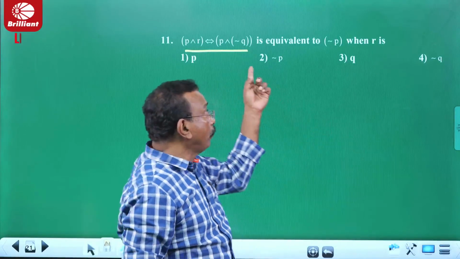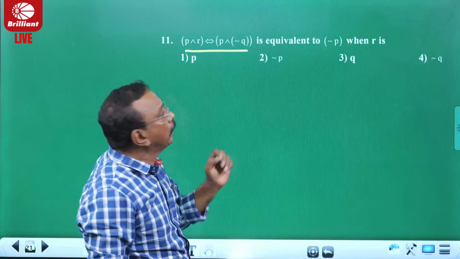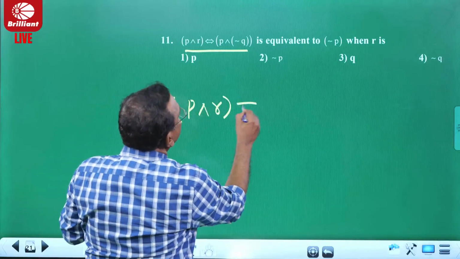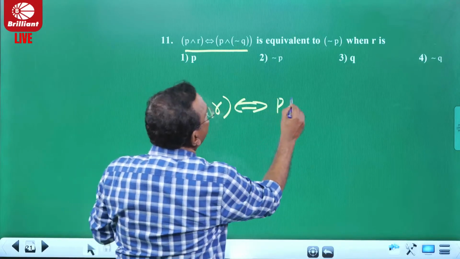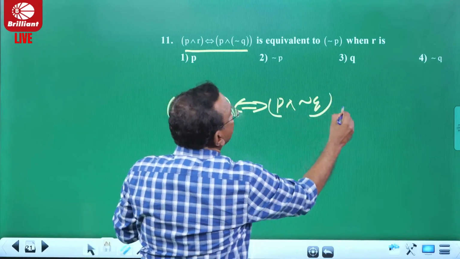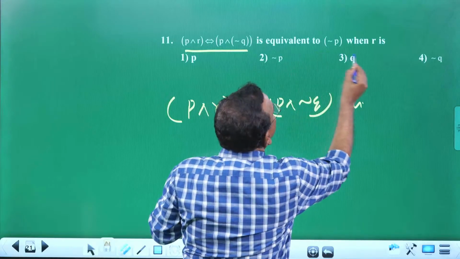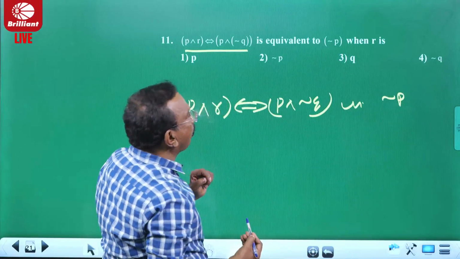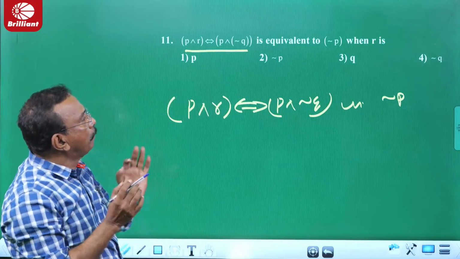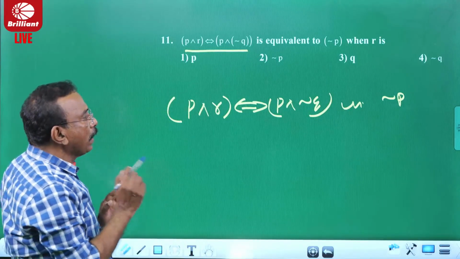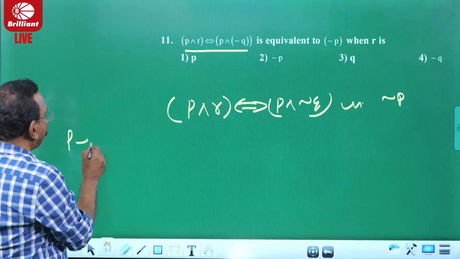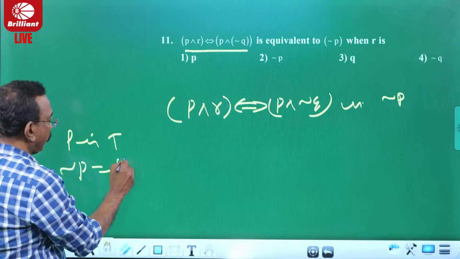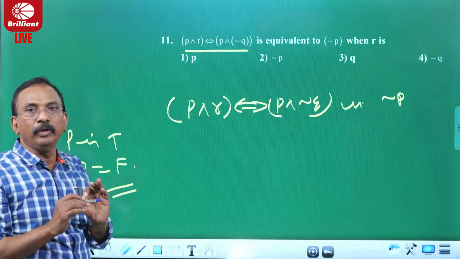Here is one of the important sections, mathematical reasoning. So here it is p implies r, and p and negation q is equivalent to negation p. Then what happened to the form? You can see what happens with p. When p is true, then the result, negation p, is false. This is the first condition you can see.